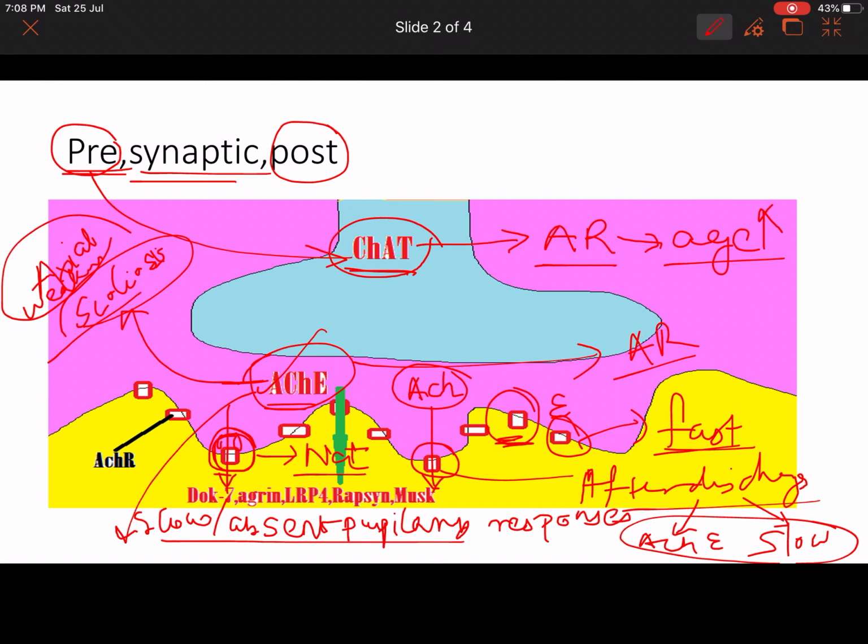So if you look at the end plate, if it opens for a short period of time and then closes immediately, that's why you call it a fast channel syndrome, because it closes very fast.